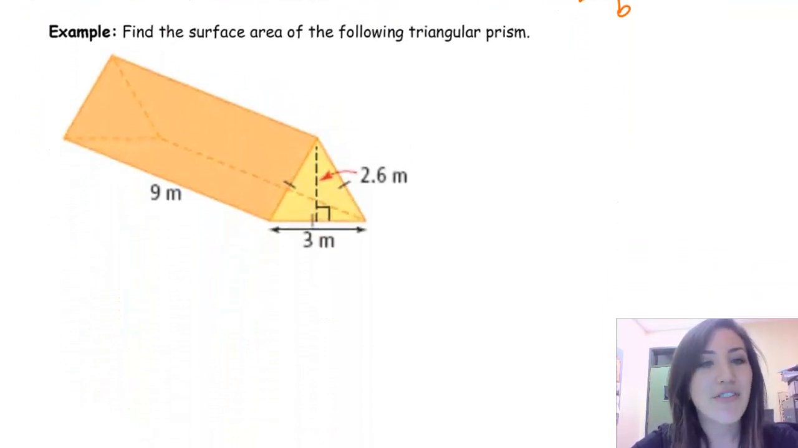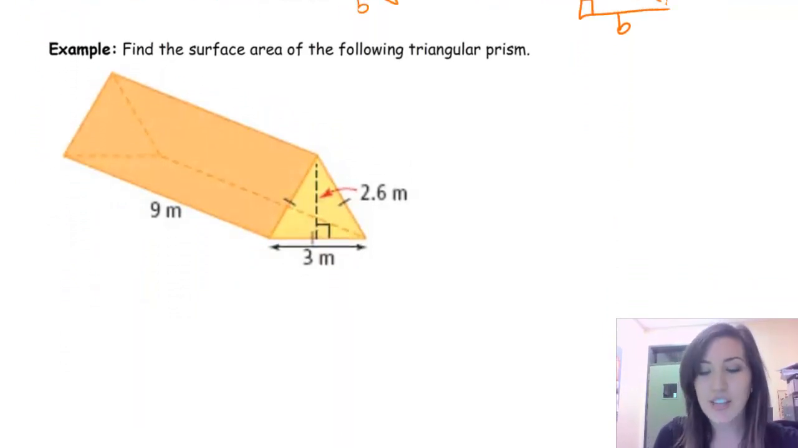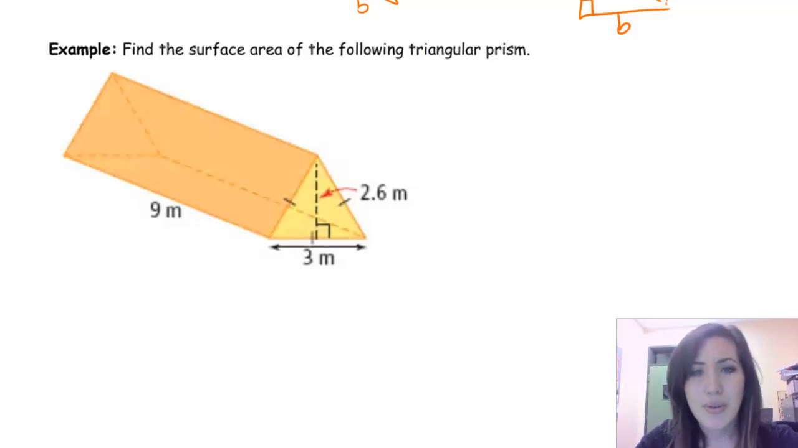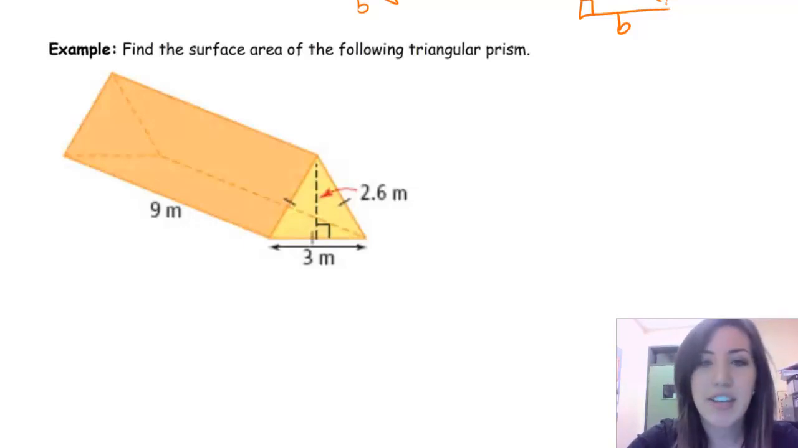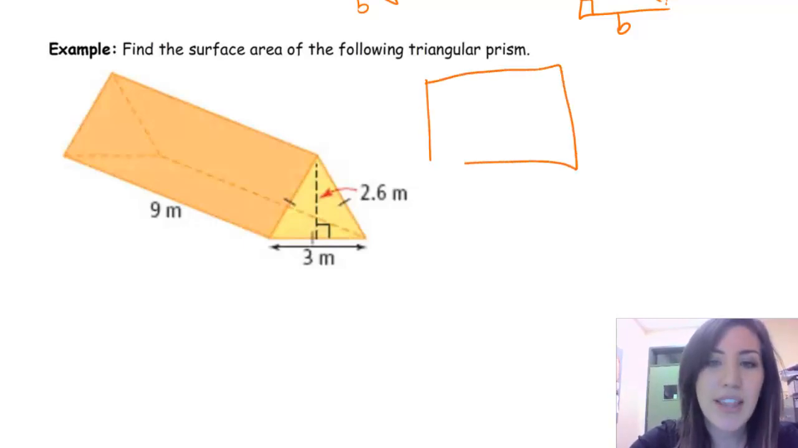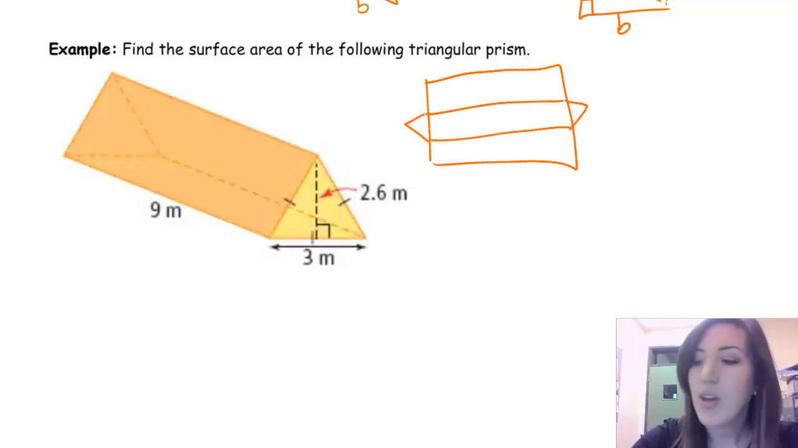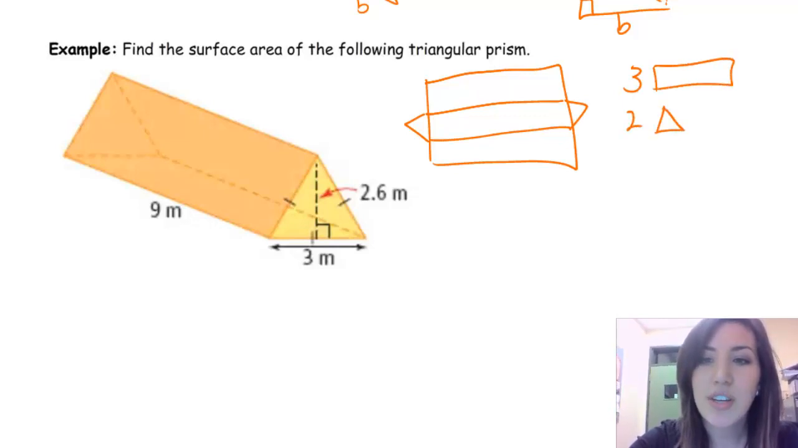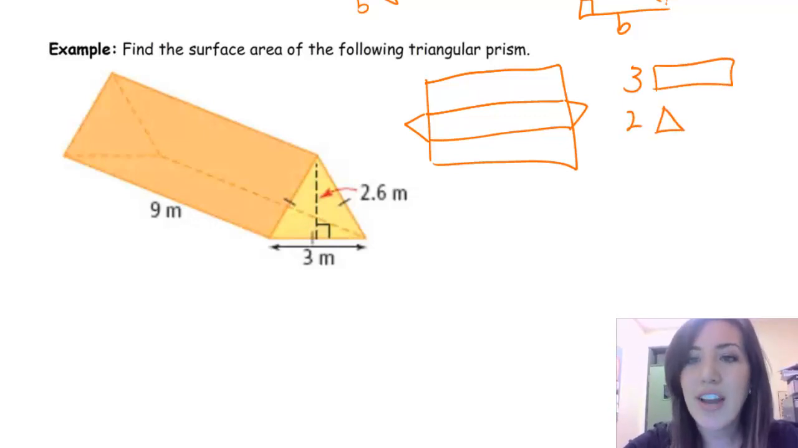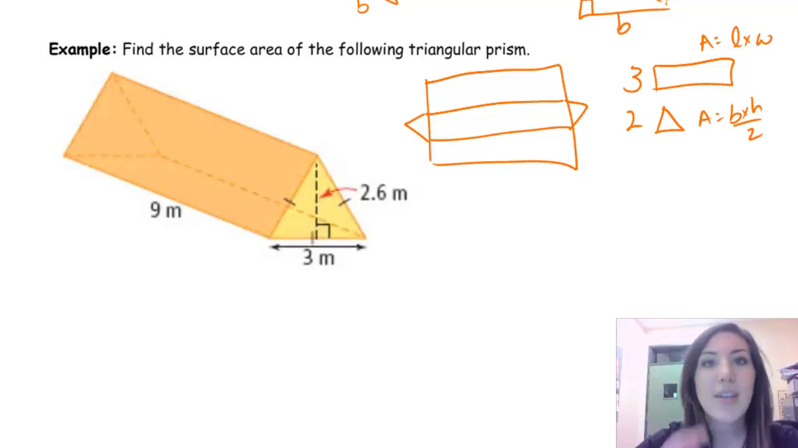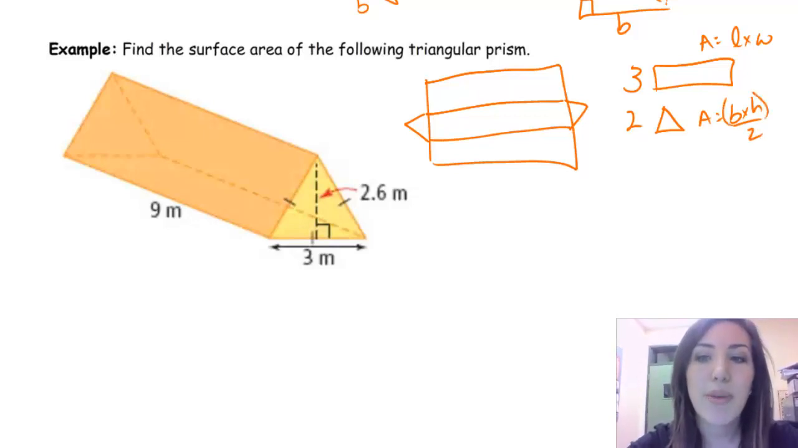Let's try this together. Find the surface area of the following triangular prism. Oh, this looks tough. Let's draw a net. First things first, we'll draw the same net that I drew a moment ago. Here we go. So we have 3 rectangles and we have 2 triangles. We know that the area of a rectangle equals length times width, and the area of a triangle equals base times height divided by 2. Those are things that we already know. We can even put brackets there.